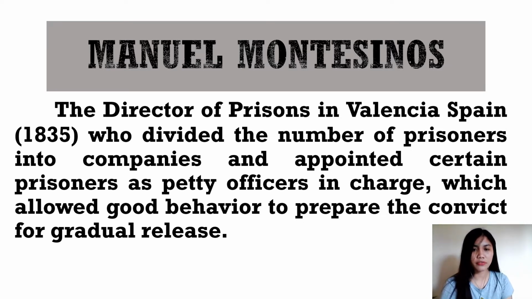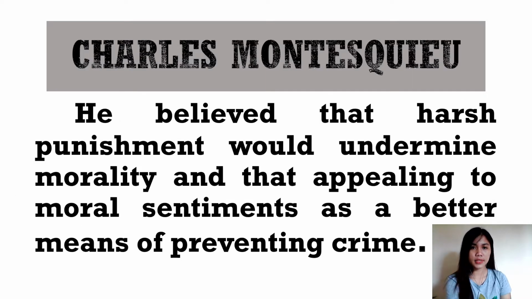And then we have Manuel Montesinos, the director of prisons in Valencia, Spain in 1835. He divided a number of prisoners into companies and appointed certain prisoners as petty officers in charge, which allowed good behavior to prepare the convict for gradual release. And then we have Charles Montague. He believed that harsh punishment would undermine morality and that appealing to moral sentiments was a better means of preventing crimes.